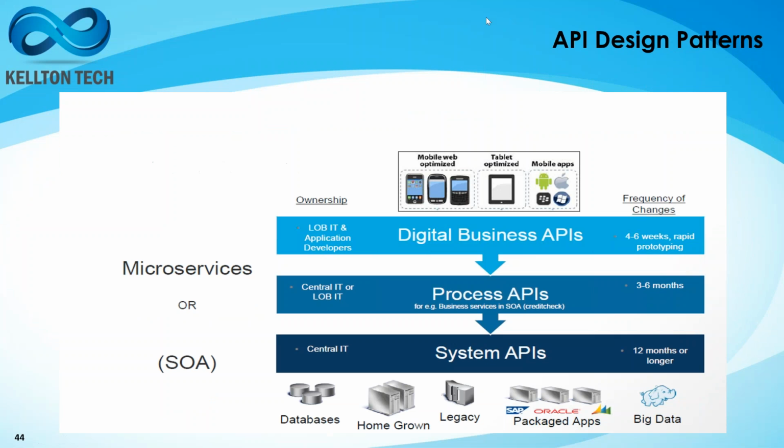We offer services for API implementation with different sets of APIs to be built within different time frames. We can have digital business APIs built within 4 to 6 weeks. That is rapid prototyping done. The process APIs would take 3 to 6 months, and the system APIs a much longer time frame.